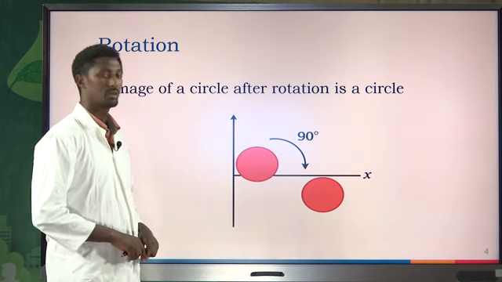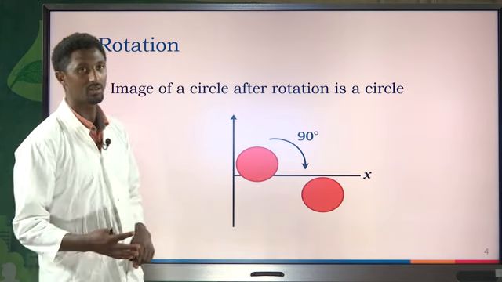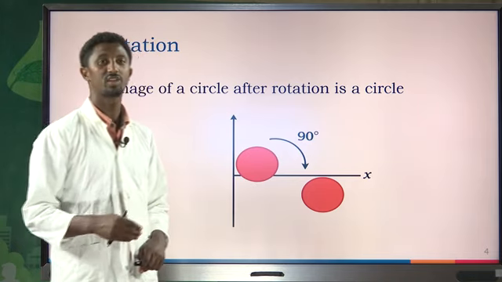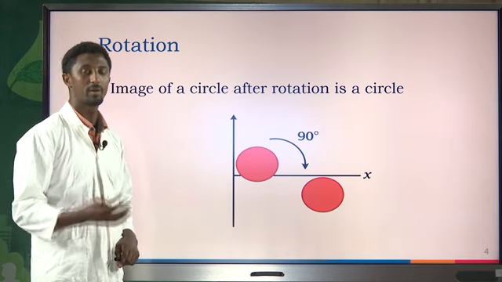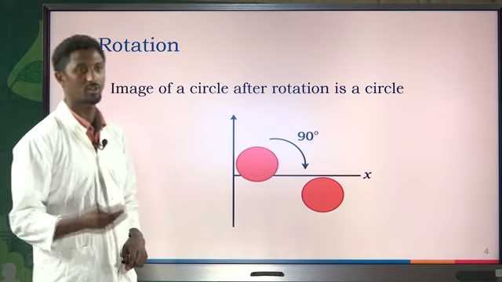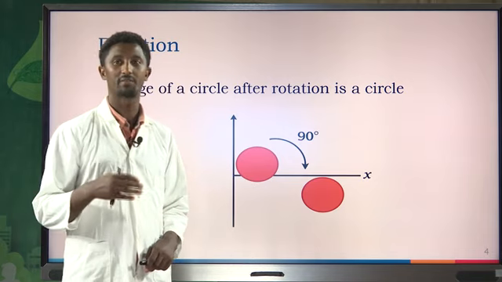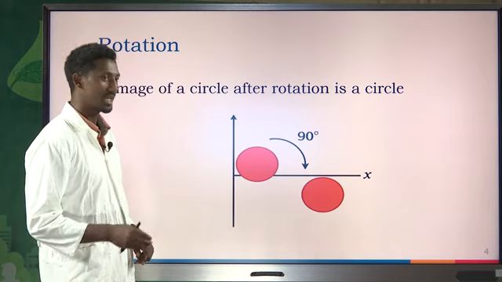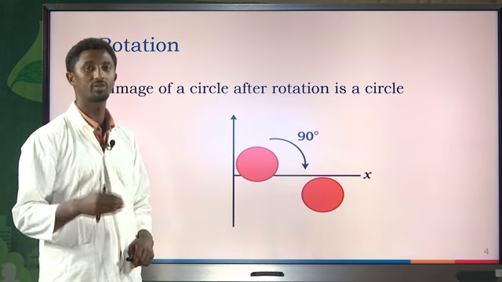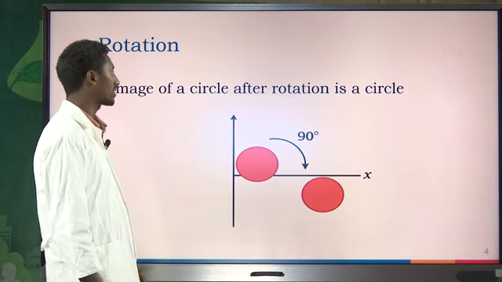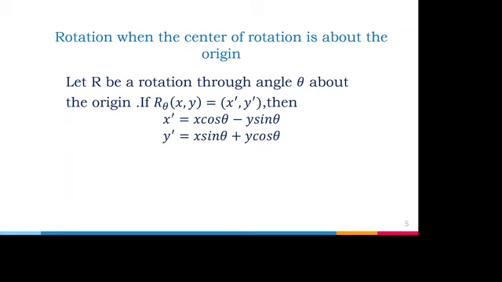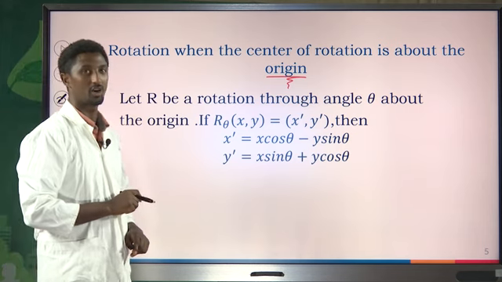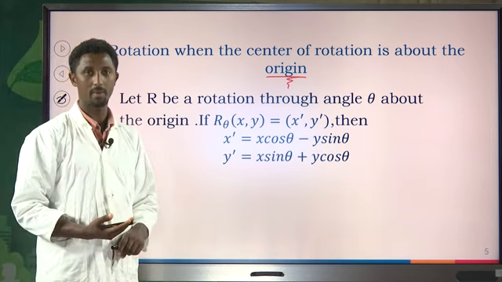So now, if we state rotation in this form, let's see how we can compute the image of a point, the image of a straight line, and the image of a circle after rotating through the origin and through a point (a, b) at an angle theta. So, rotation when the center of rotation is the origin. Here, if the center of rotation is the origin, how we can find the image?